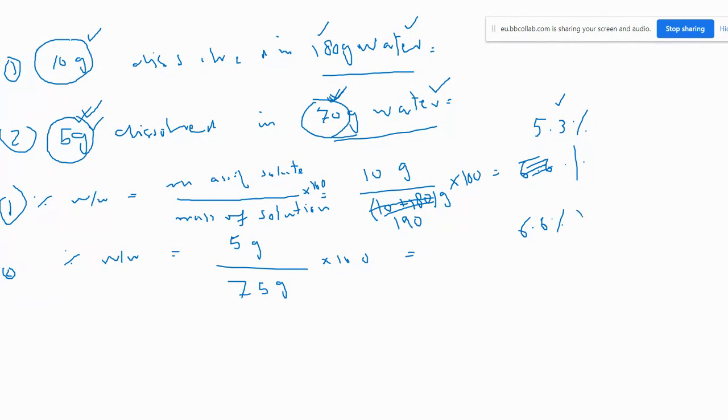And then how do you know this? Just go for the percentage. When you find the percentage, it's crystal clear which one is sweeter, which one is less sweet. The one which has the higher percentage will have more sweetness. Clear?